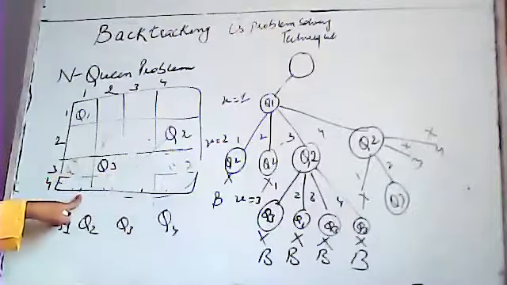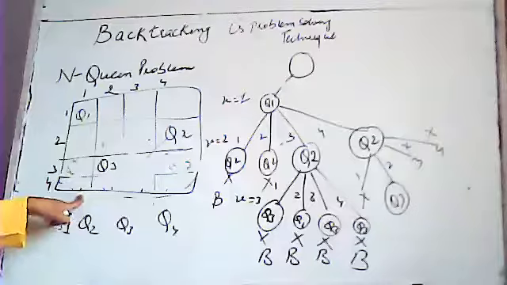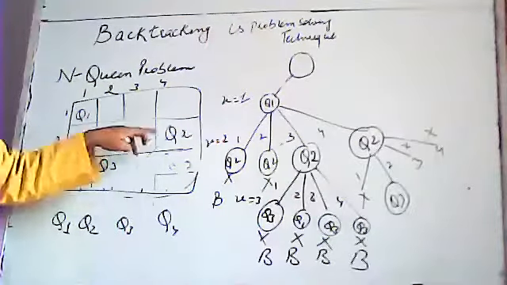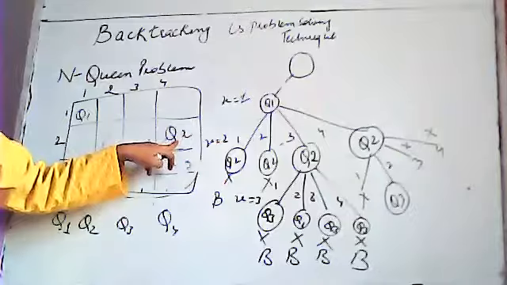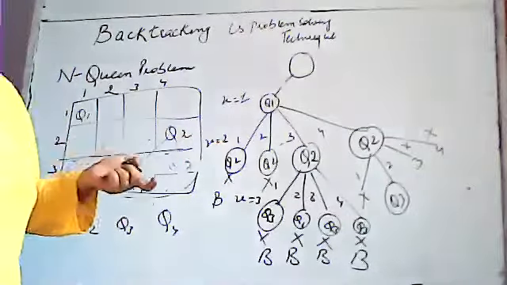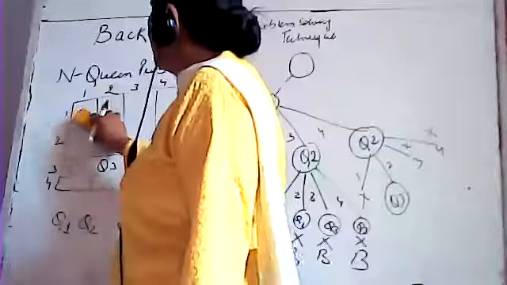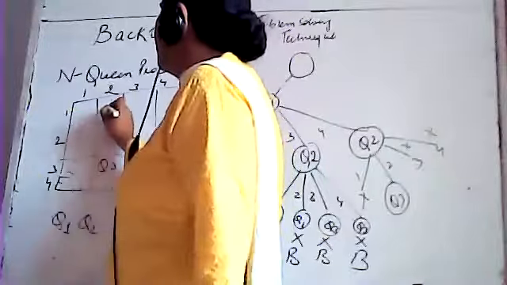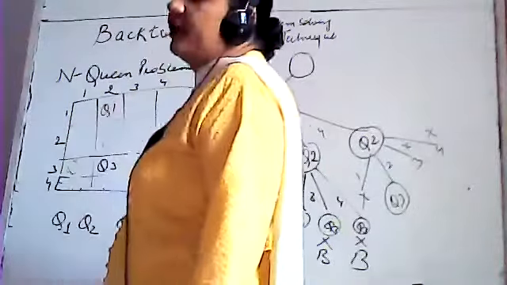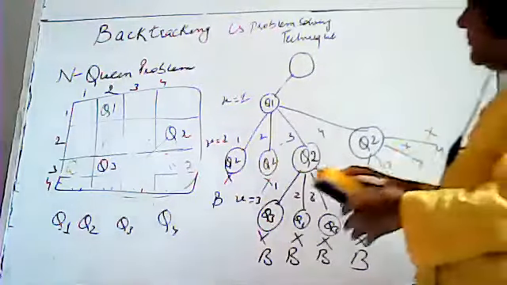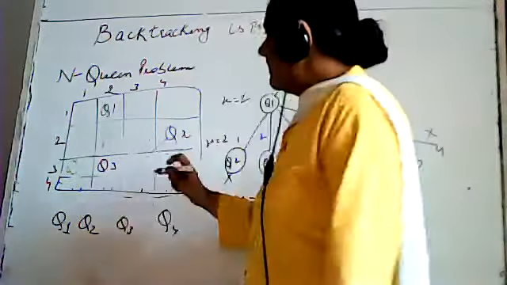See, here we have tried all the possibilities for Q4. Here we have tried all the possibilities for Q3. Here we have tried all the possibilities for Q2. Now let's try one more possibility, that is we will backtrack to row number 1 and try to move Q1 to location number 2. Yes or no? ये आपको समझ में आया?